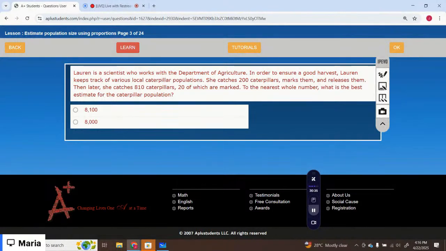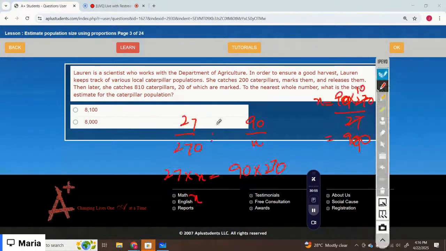Lauren is a scientist who worked with the Department of Agriculture in order to ensure a good harvest. Lauren keeps track of various local caterpillar populations. She catches 200 caterpillars, marks them, and releases them. Then later she catches 810 caterpillars.